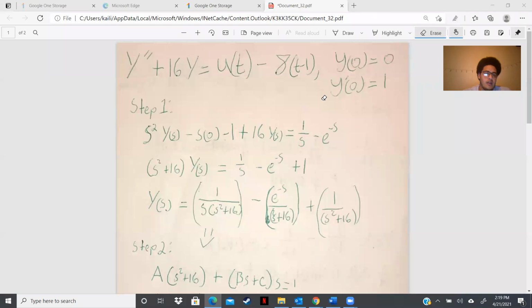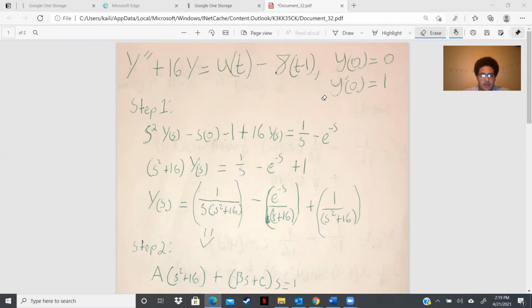Hello, everyone. Today we're going to be solving this differential equation using the Laplace method. The equation goes as follows: y double prime plus 16y equals u of t minus delta of t minus 1. The given variables are y of 0 equals 0, and y prime of 0 is equal to 1.